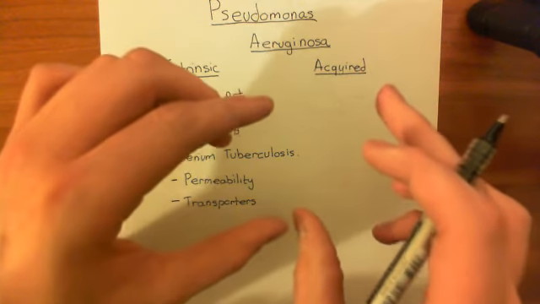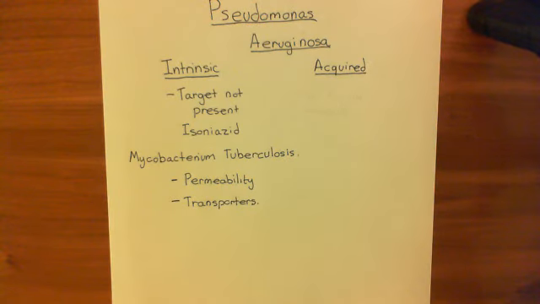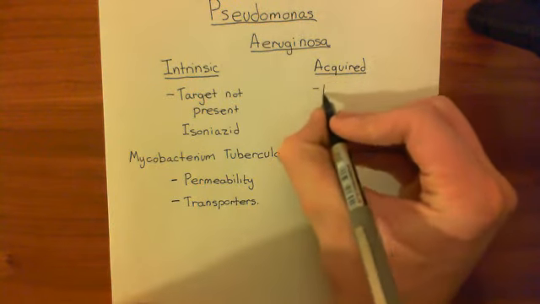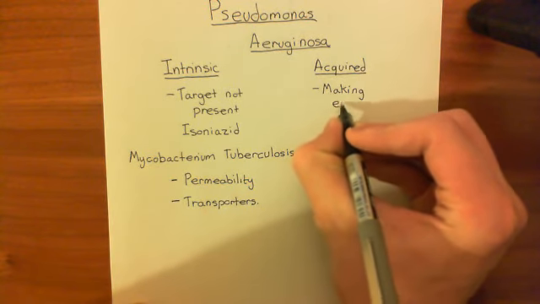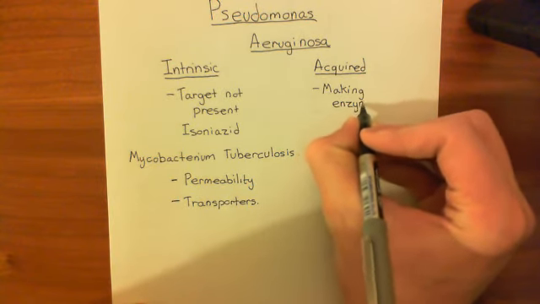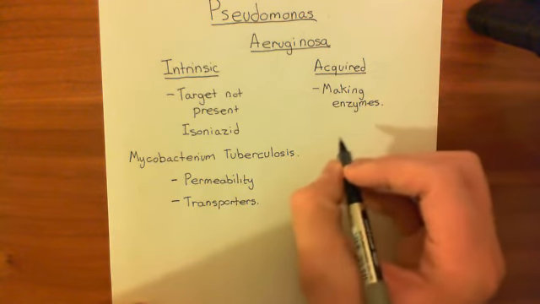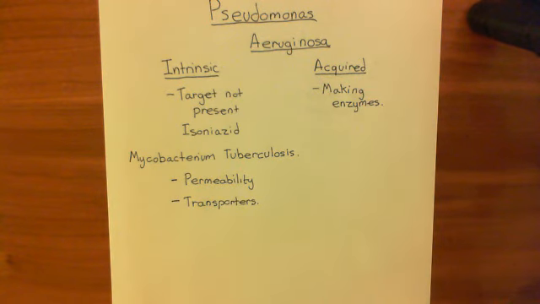Whereas acquired means that the bacteria has to change its physiology in order to resist the drug. So making beta-lactamases would be an example. Making enzymes that actually break down the drug would be an example of acquired resistance, or completely changing your enzyme so that it's not sensitive to the drug anymore, in the case of MRSA, where it changes its peptidoglycan transpeptidase enzyme so that the beta-lactams just don't affect it anymore. Okay, those would all be examples of acquired resistance.